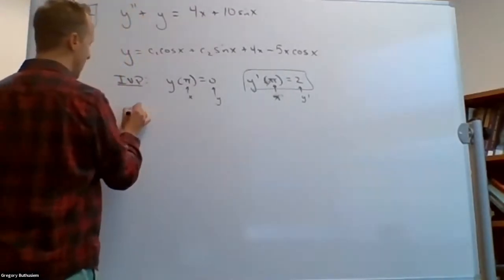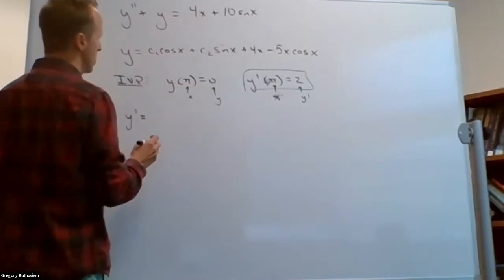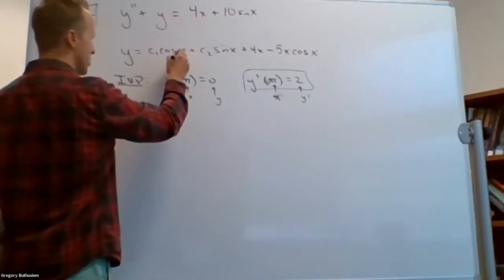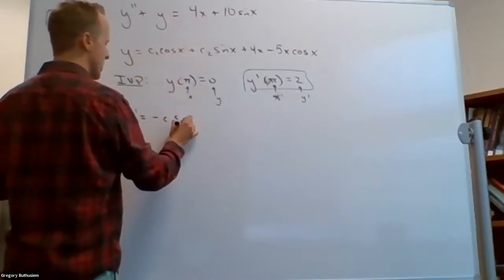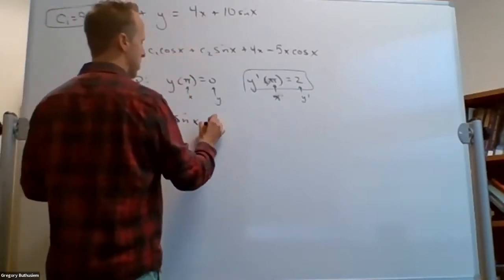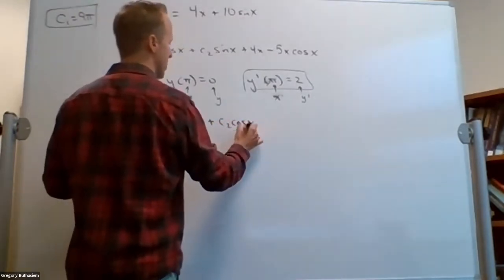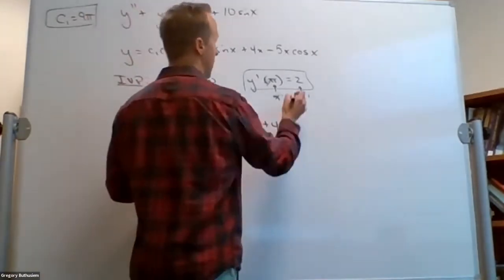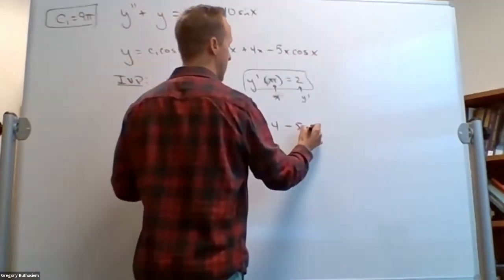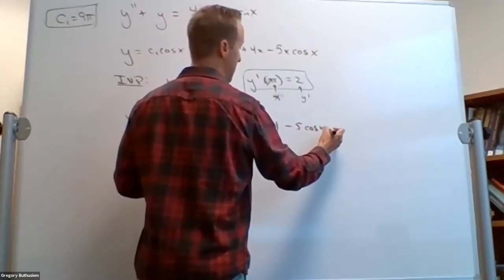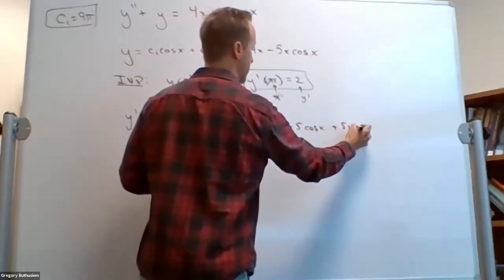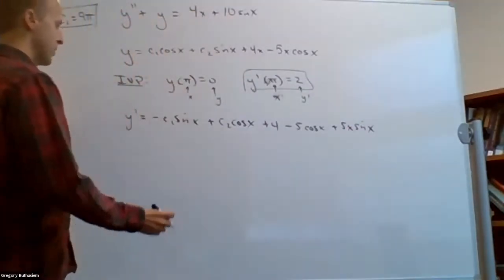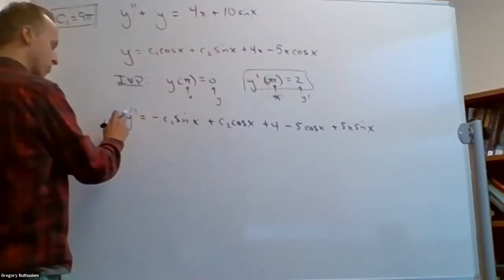So I got y prime equals, where are we at here? So the derivative, this would give me what? Minus C1 sine x plus C2 cosine x plus 4. This I'll need product rule, so minus 5 cosine x plus 5x sine x. And so I'm going to plug pi in for x and 2 in for y prime.